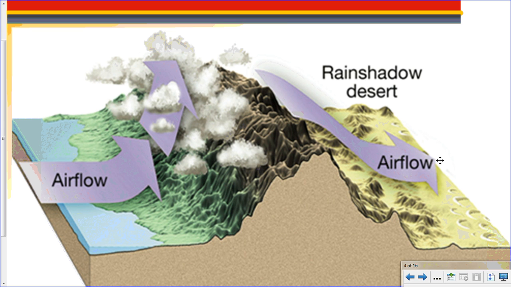And remember, warm air can hold more moisture. So now you've got this air mass that can hold a lot more moisture, and it doesn't have a lot of moisture because it all rained out over here. And so we get a desert on this side. And that's what the rain shadow is. This area over here on the right-hand side is in the shadow of the mountain, and all the rain happens on the other side.